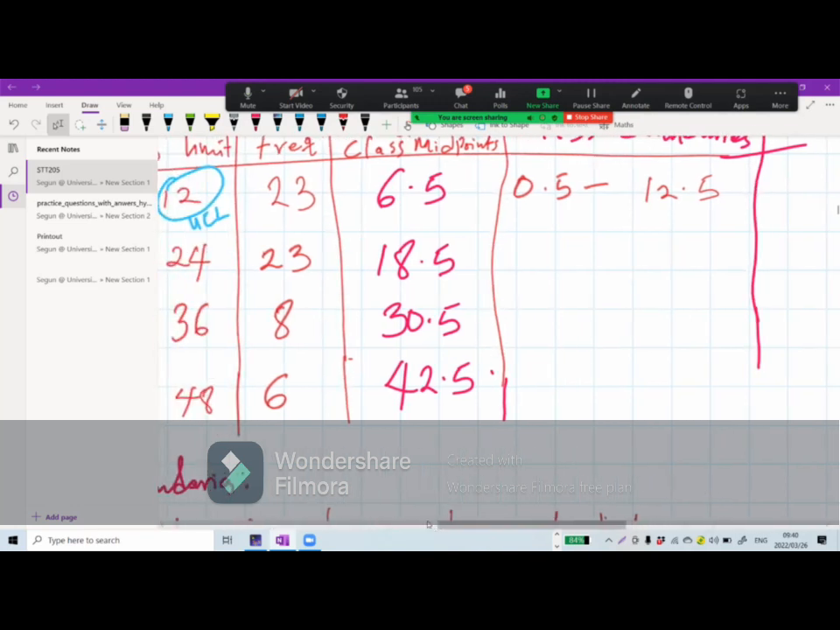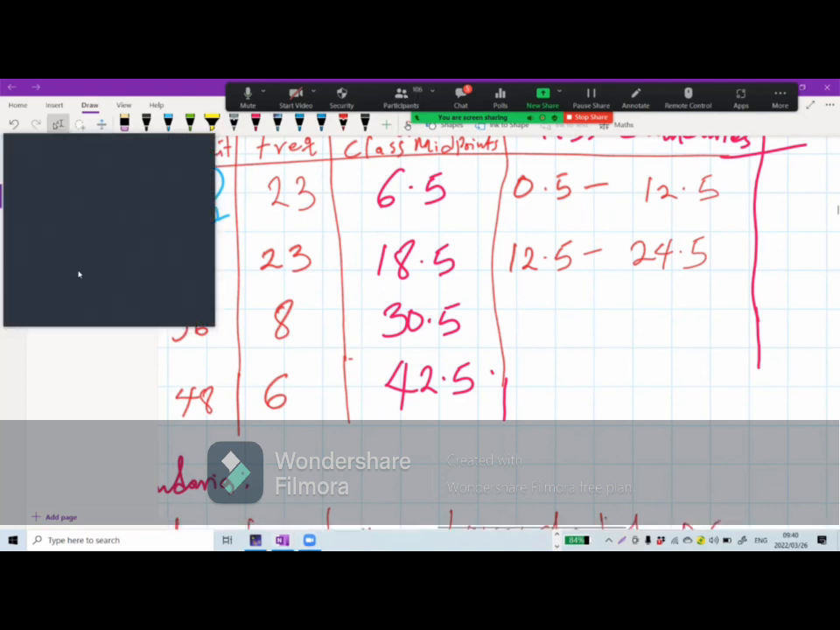The next one is 12.5 to 24.5. Then 24.5 to 36.5. And 36.5 to 48.5.